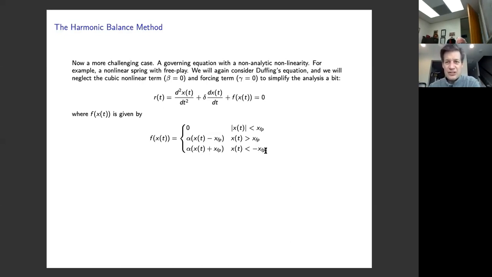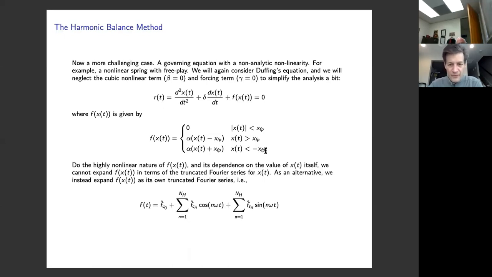And so it makes it impossible to do just a brute force sort of harmonic balancing procedure, what I showed at the beginning with the classical approach. So what is a way to get around that? Well, instead of trying to substitute the expansion into this function f, which has this non-analytical behavior, we just go ahead and assume that the function f itself is a Fourier series expansion.